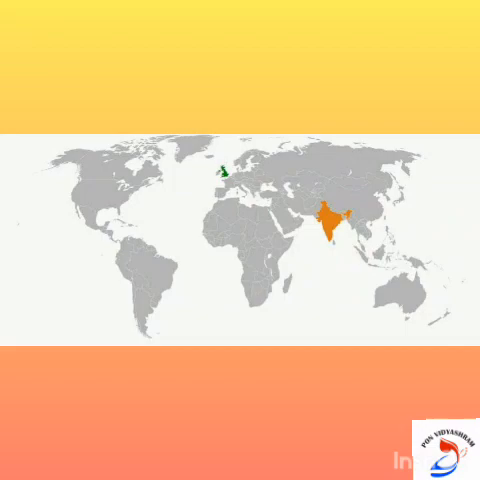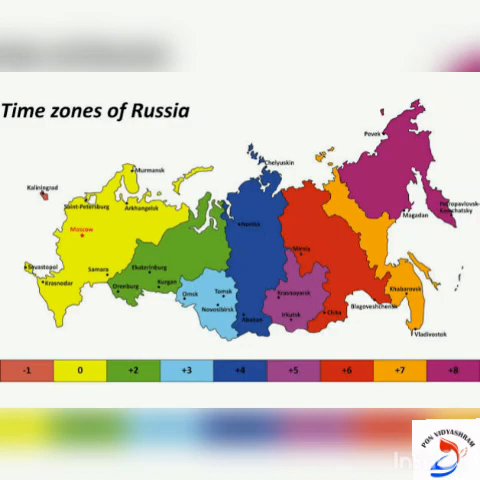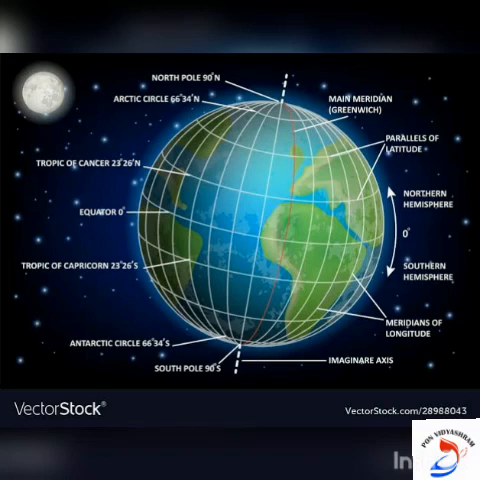Some countries have a great longitudinal extent and so they have adopted more than one standard time. For example, in Russia there are as many as 11 standard times. The earth has been divided into 24 time zones of 1 hour each. So each zone thus covers 15 degrees of longitude, as I said before.